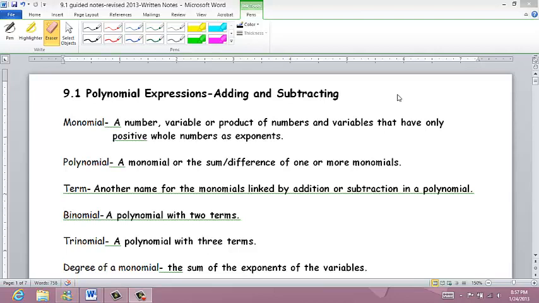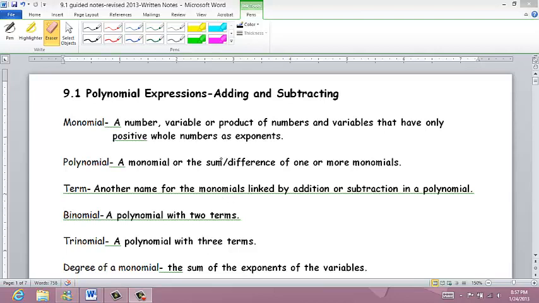Today is our introduction to polynomials. In this lesson, we will discuss important terminology that will be used throughout the chapter. Once we are done with introducing the terminology, we will then discuss how to add and subtract these polynomials. The first definition we will talk about is a monomial.